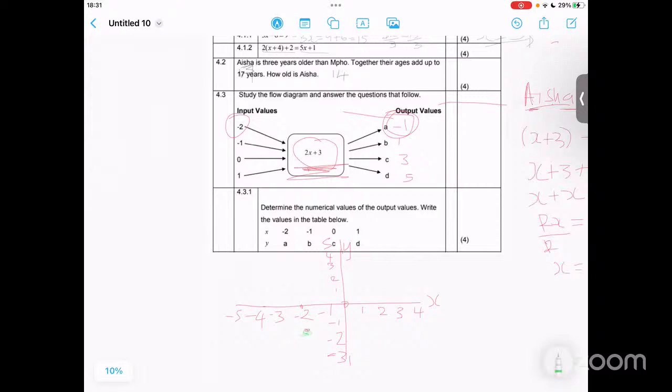Okay, now where is going to be our next point, Zira? Ma'am, is it going to be at 1 and -1? 1 and -1. Where is our 1 and -1? It's on our right, at the bottom right. -1 and 1, yes.